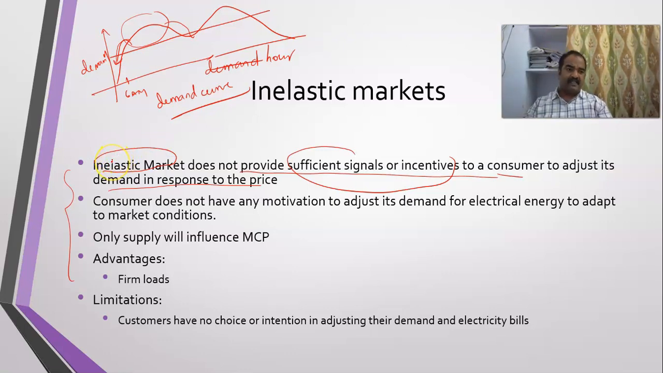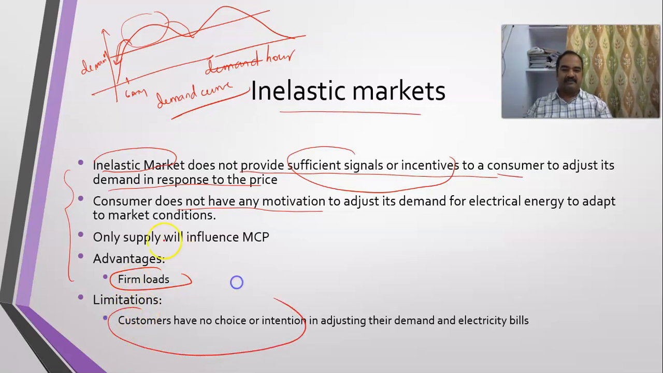Now in this video lecture, we will see the significance of these elastic markets. We will discuss first inelastic markets, where you don't receive any incentives if you adjust your demand. If you don't receive any incentive, the customer will not have any motivation to adjust its demand, isn't it? In that case, MCP is determined by supply alone. That we will see in the next slides. The advantage of this is that the loads will be very firm, they won't be adjusting, so you can analyze the system very easily. But the limitation is that the customers have no choice or intention, and the demand curve will be just like this, so the overall efficiency will decrease.